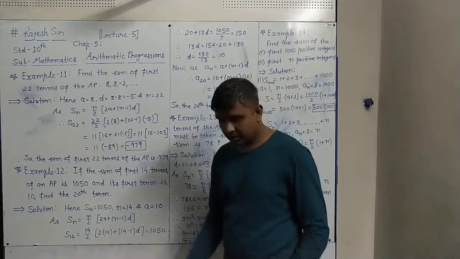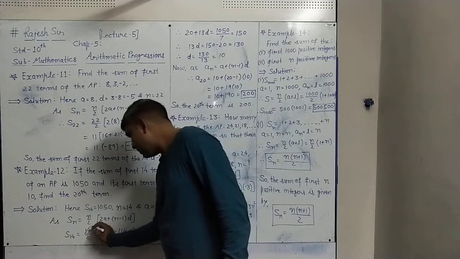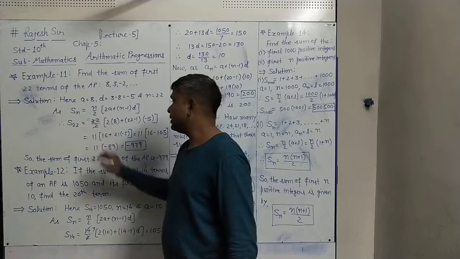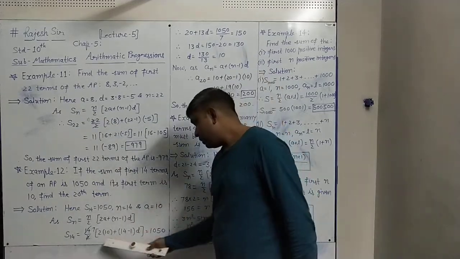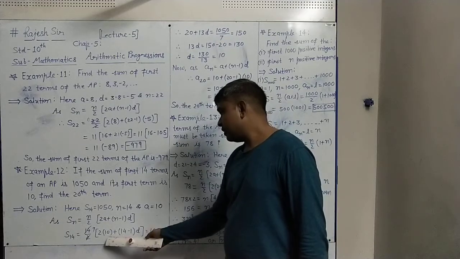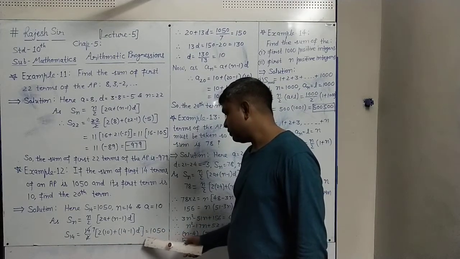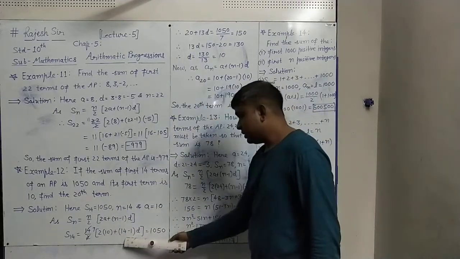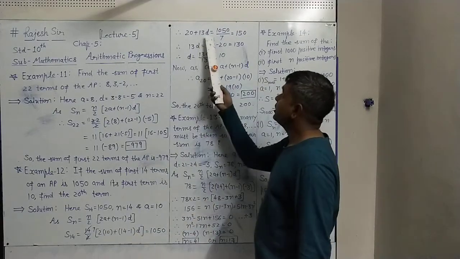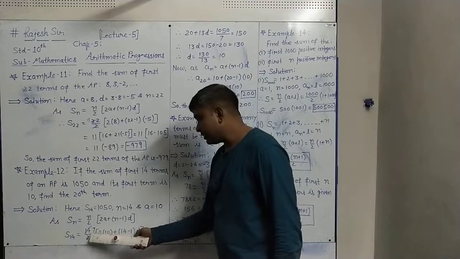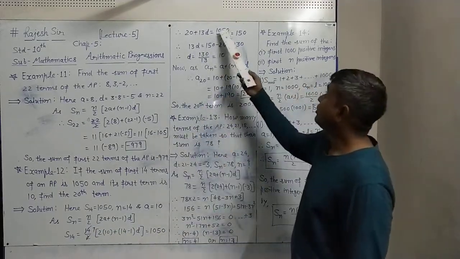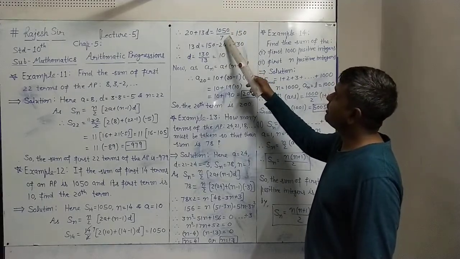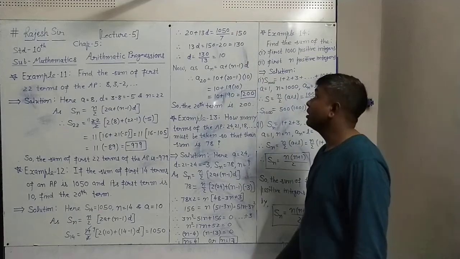Now this 14 upon 2 can be cancelled to 7, like earlier it was 11. So this is 7 into the bracket, 2 tens are 20 plus 14 minus 1, that is 13d, equals 1050. Taking 7 out of the bracket and bringing it down to 1050, 1050 upon 7 can be cancelled by 7. 7 ones are 7, 7 fives are 35, and 0, so 150.